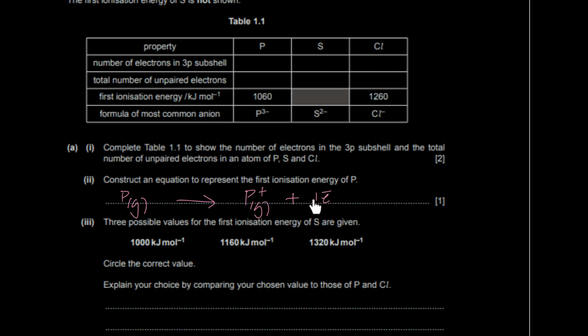And how do you define ionization energy? The first ionization energy is the energy required to remove 1 mole of electrons from 1 mole of gaseous atoms to give you 1 mole of positive gaseous ions.